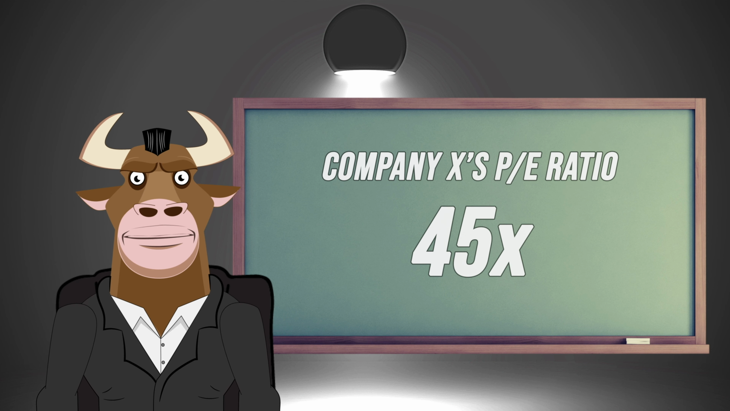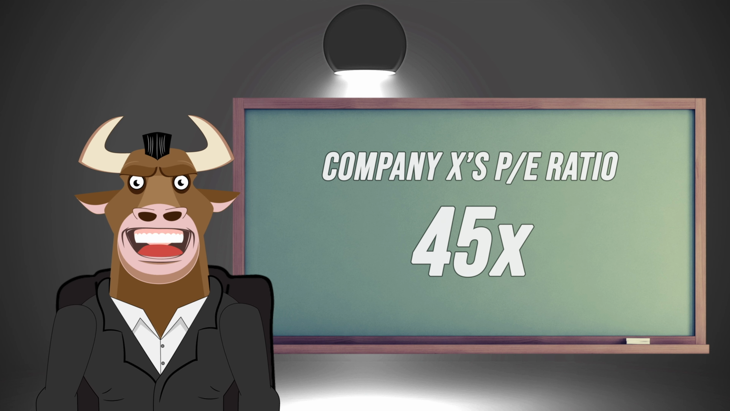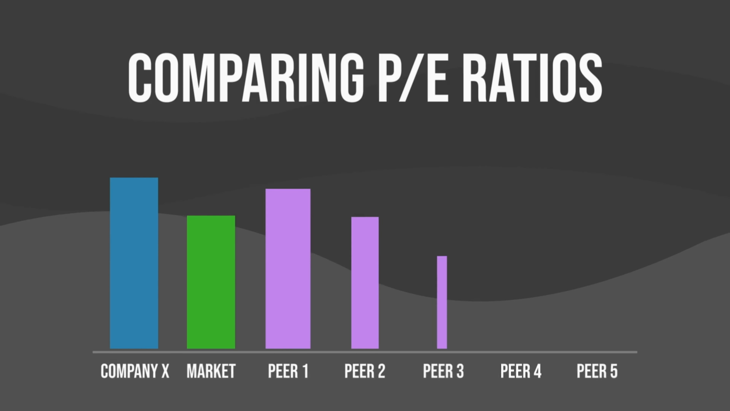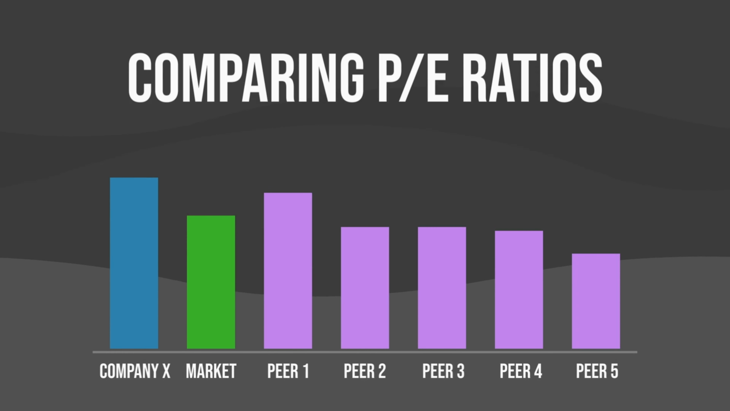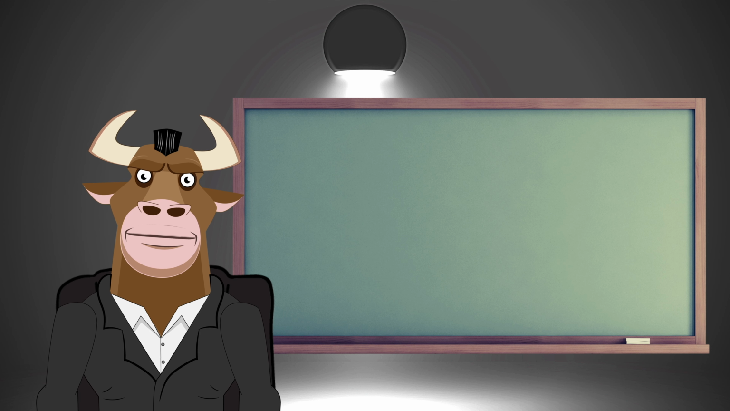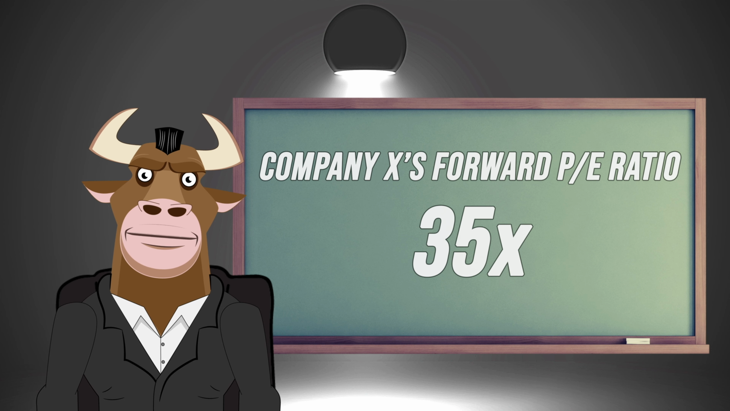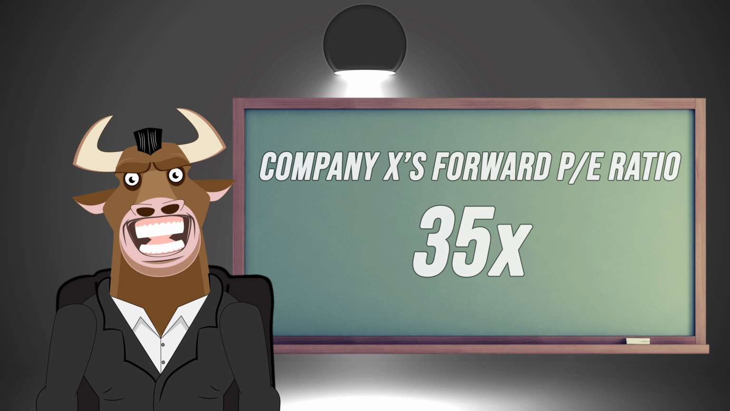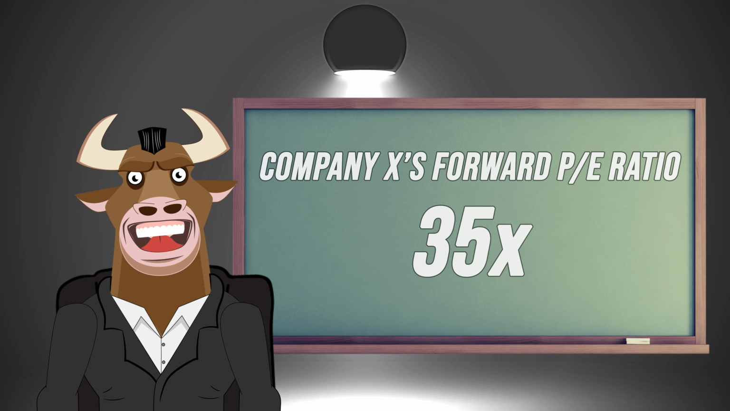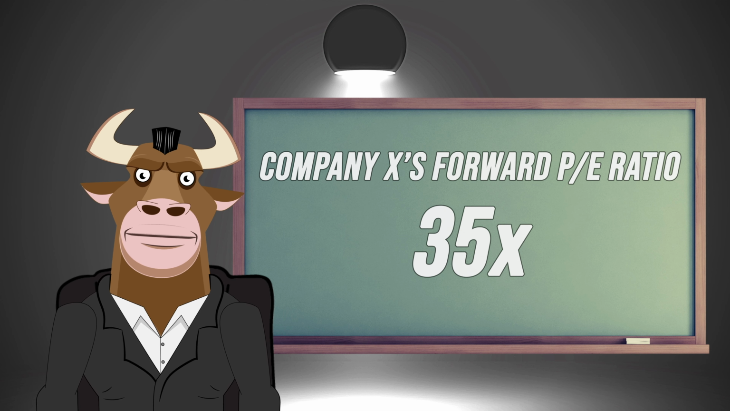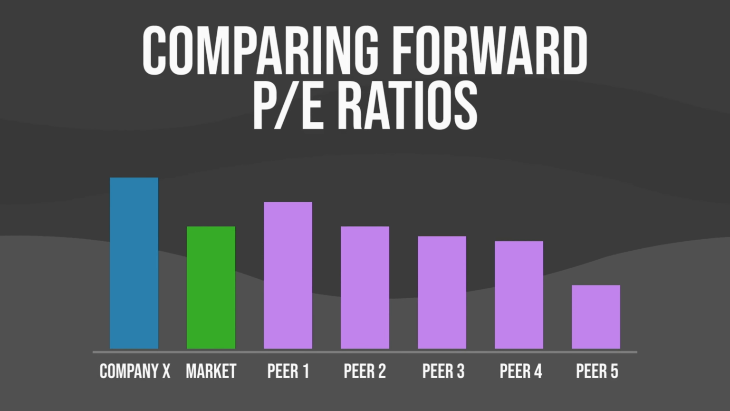So, you just looked up a company's PE ratio. Let's call this company Company X. You compared Company X's PE ratio with the market's PE ratio and the PE ratios of its peers. The PE ratio of Company X seems very high compared to the market and most of its peers. Okay, next, I would look at the forward PE ratio. Well, Company X is growing, so its forward PE ratio is lower than its PE ratio. That's good. The ratio is still a little higher than most of its peers, though.